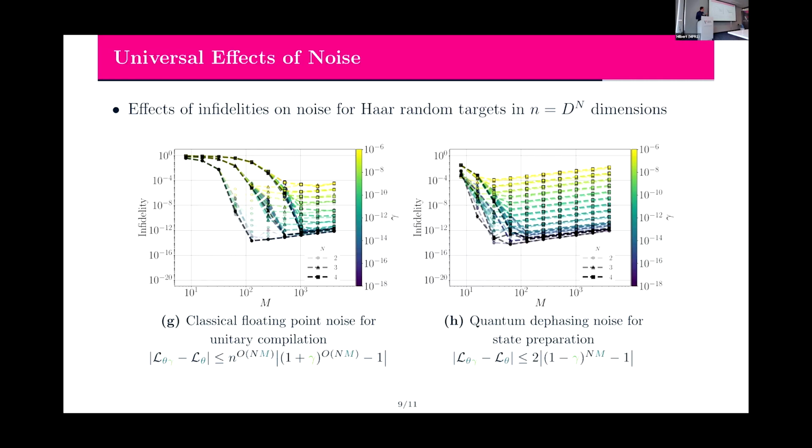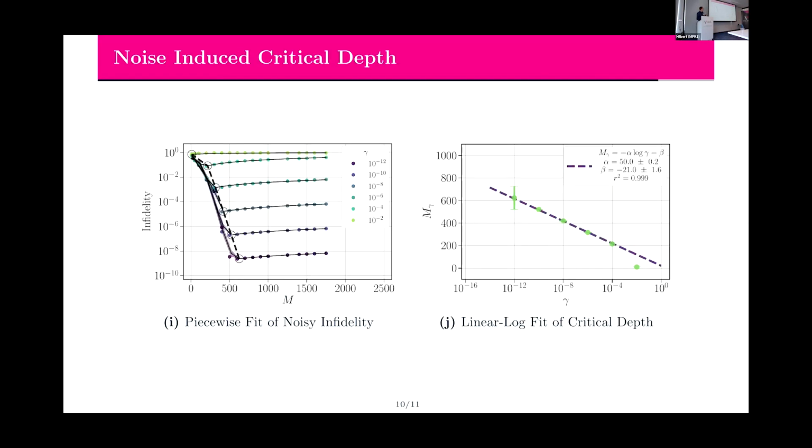And you can see this too if we expand out the difference in these infidelities, maybe as the version that has the noise and the noiseless version, we can expand it in terms of this noise parameter. And we see they have similar forms between this floating point model and this state preparation with the dephasing noise model, which is interesting. We finally wanted to quantify this relationship of this critical depth that seems to occur and the amount of noise in our system.